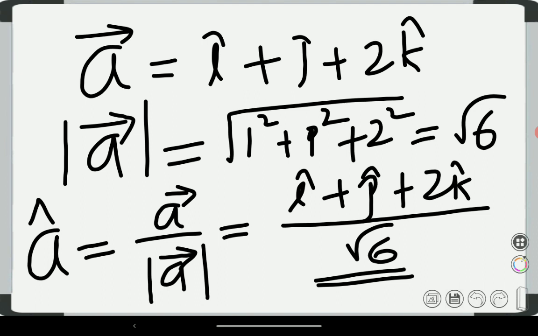So this is the required unit vector along the given vector A. So my dear children, all these problems are also very, very simple problems. If you understand all the concepts, then we can do them very easily.